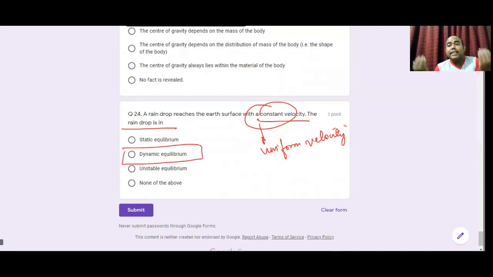तो जब कई सारे फोर्सेस इस रेन ड्रॉप पे लग रहे हैं, रेन ड्रॉप गिर रहा है, इस पे ग्रेविटेशनल फोर्स लग रहा है, इस पे फ्रिक्शन ड्यू टू एयर लग रहा है क्योंकि आसपास एयर मॉलिक्यूल्स हैं. So air friction is acting, and despite so many forces acting, the velocity with which it is falling down is constant. So it is a state of dynamic equilibrium.